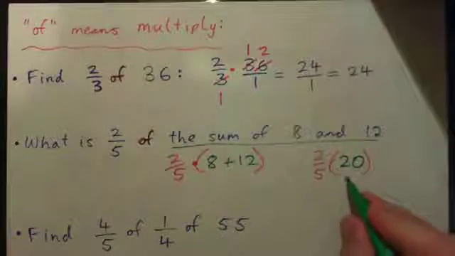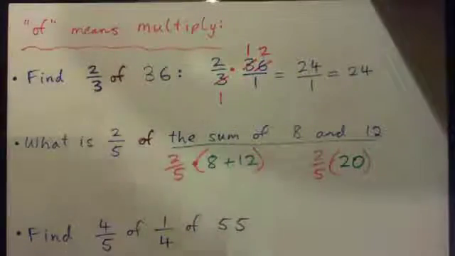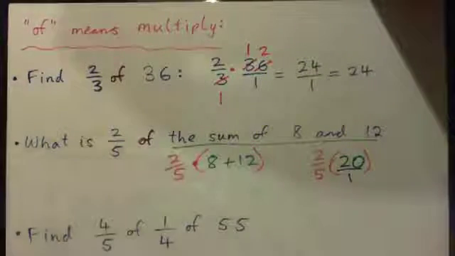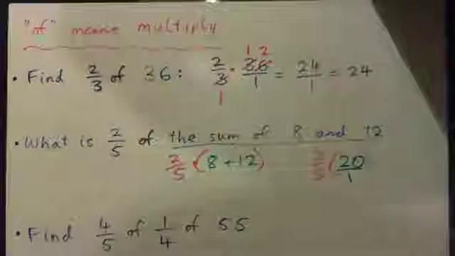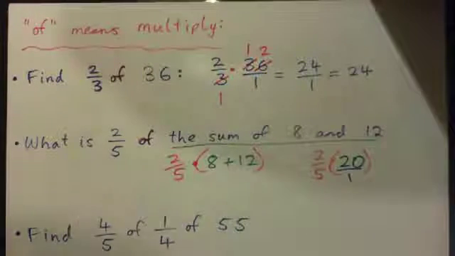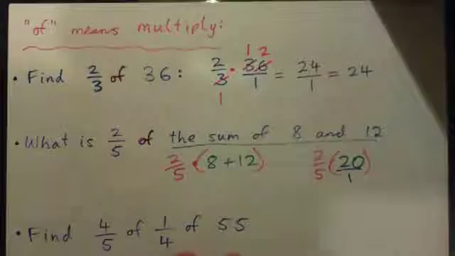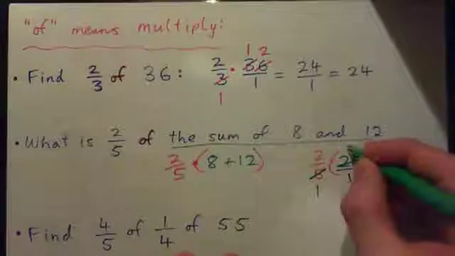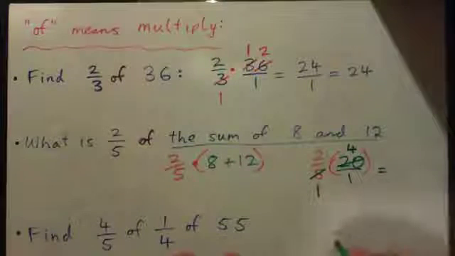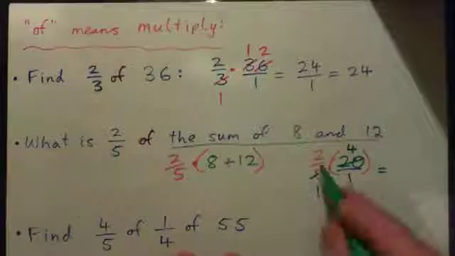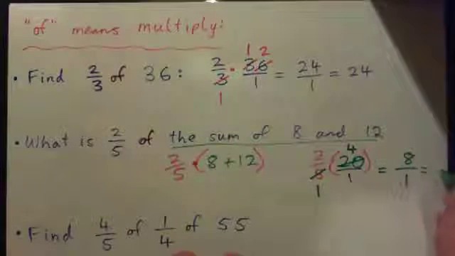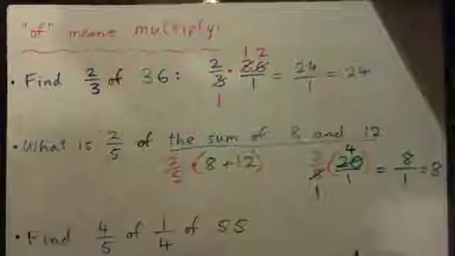So anyway, 2/5 times 20, turn 20 into a fraction. 20 over 1, right? Now multiply and cross cancel, then multiply, see what happens. 5 into 5 goes once, 5 into 20 goes 4 times. So that gives us 8 over 1, which is 8, right?